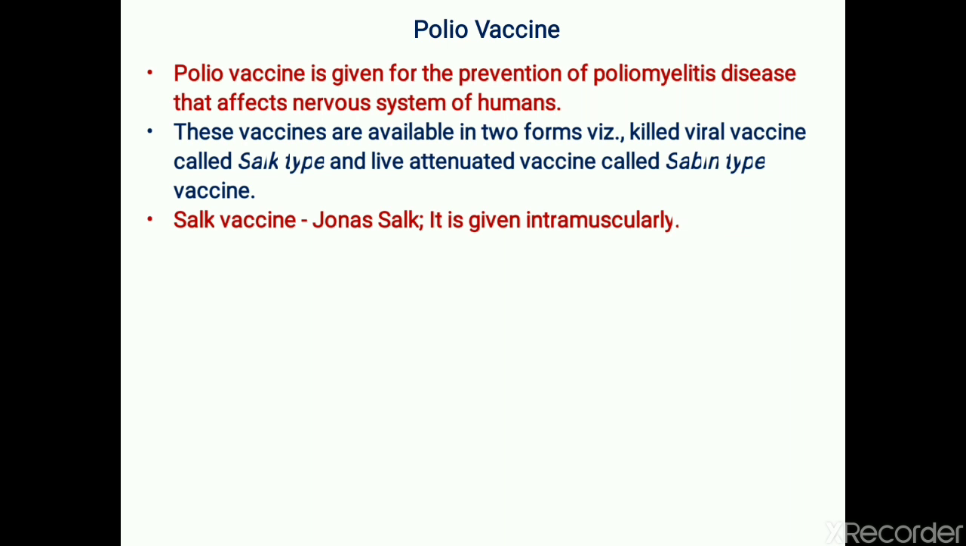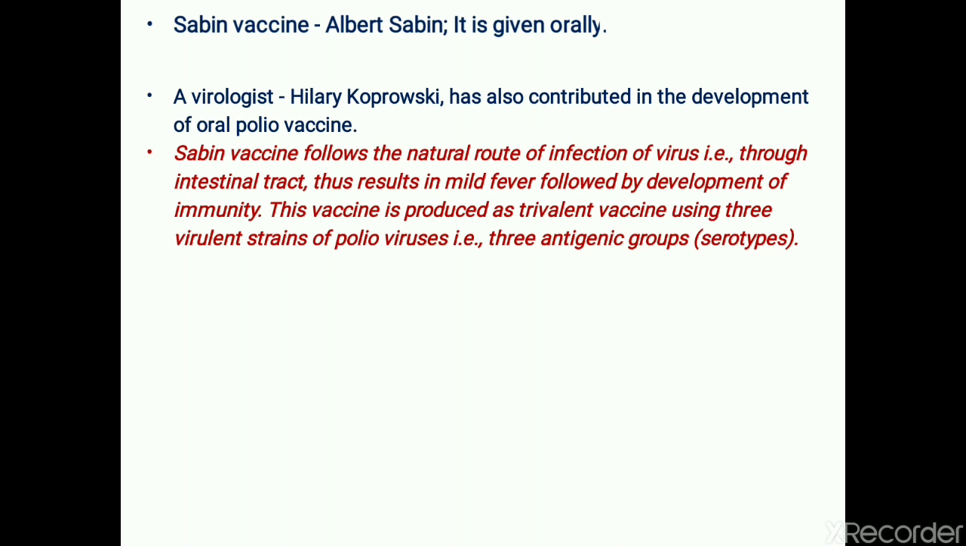The names of the vaccines are given according to their inventors. Salk vaccine was invented by Jonas Salk and it is given intramuscularly, whereas Sabin vaccine is a live attenuated vaccine developed by Albert Sabin and it is an oral vaccine. Along with the contributions of these two scientists, there is a Russian virologist named Hilary Koprowski, who has also contributed to the development of oral polio vaccine.